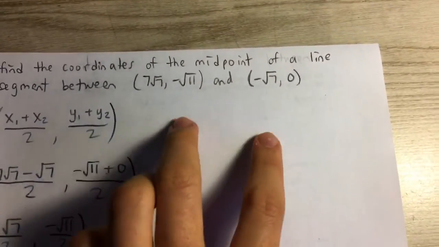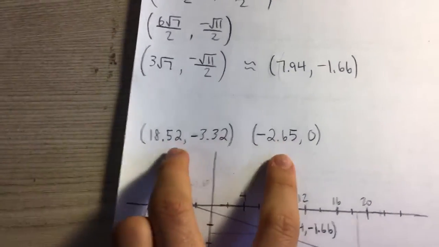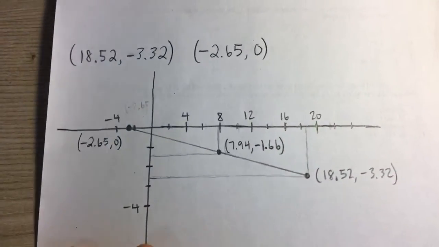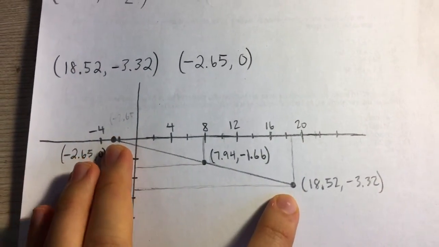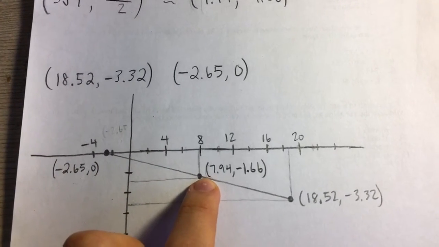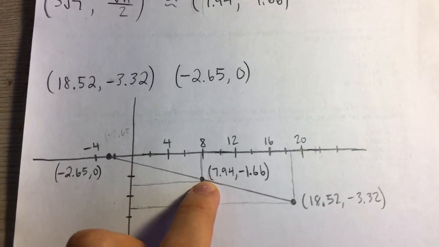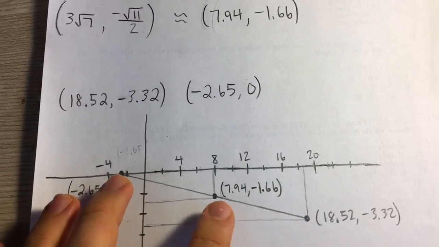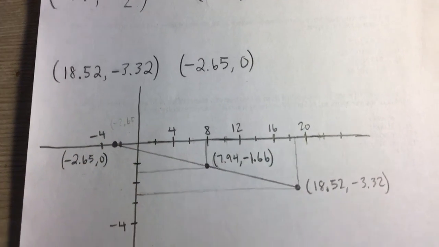And here's just on a graph what it looks like. Here's our two points in decimals, so we can kind of easily graph it. Here they are. And you can see here's our midpoint, 7.94, negative 1.66. You can see how it's halfway between both of these points.